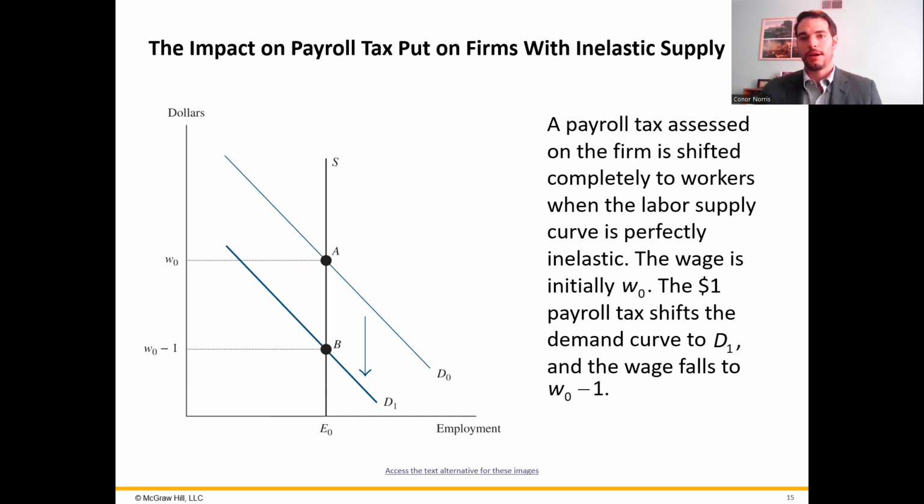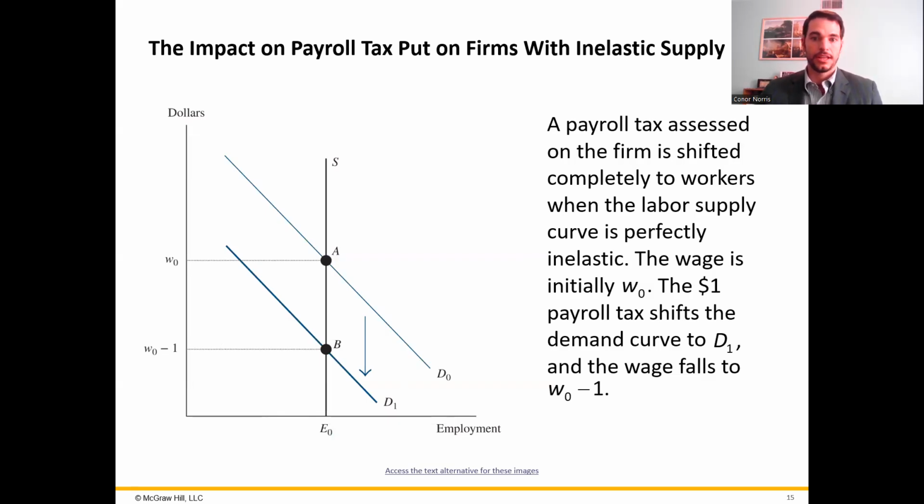Now, we've seen how payroll taxes are typically shared between firms and workers, but now let's look at an extreme case where workers pay the entire tax themselves. What would it take for the workers to be the only ones to bear any of the costs? A perfectly inelastic labor supply curve is what it will take.